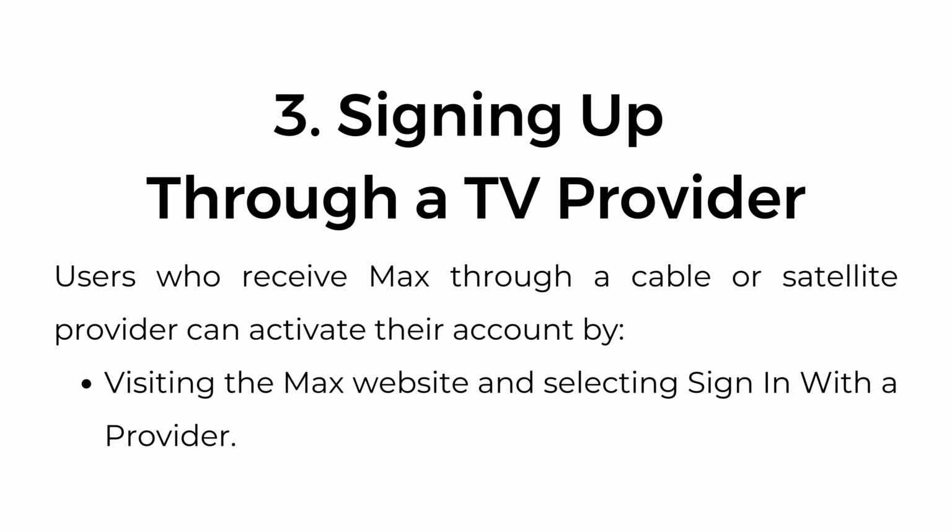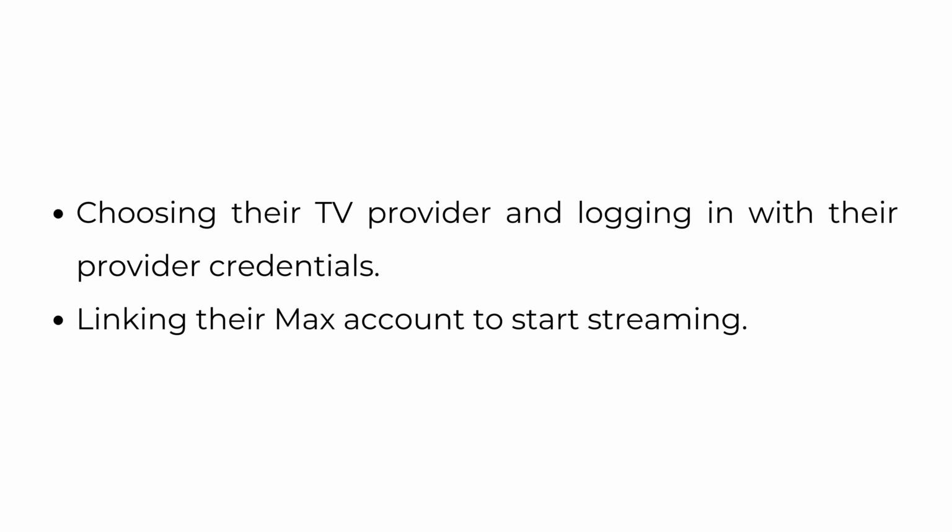3. Signing up through a TV provider. Users who receive Max through a cable or satellite provider can activate their account by visiting the Max website and selecting Sign In with a provider, choosing their TV provider and logging in with their provider credentials, linking their Max account to start streaming.